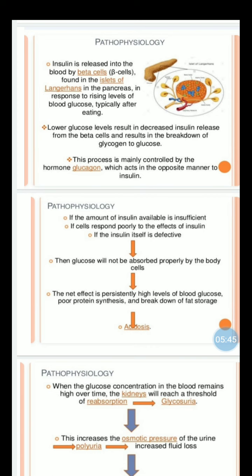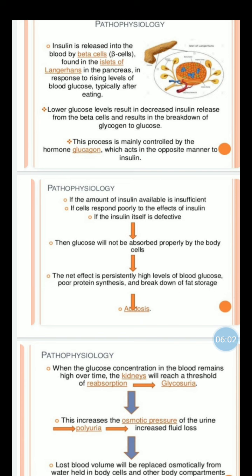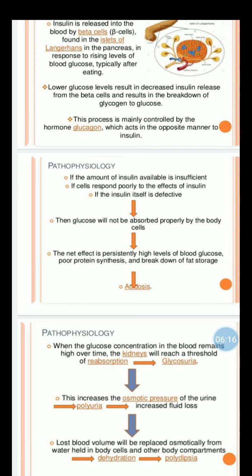Next, if the amount of insulin available is insufficient, or if cells respond poorly to the effect of insulin, or if insulin itself is defective, then glucose will not be absorbed properly by the body cells. The net effect is a persistently high level of blood glucose. Then poor protein synthesis and breakdown of fat storage cause acidosis.